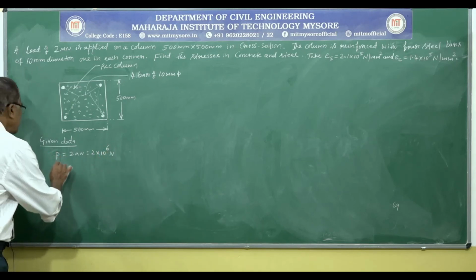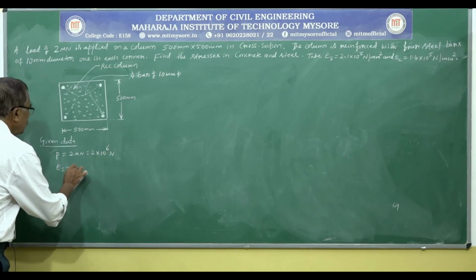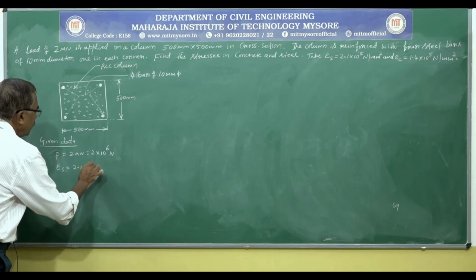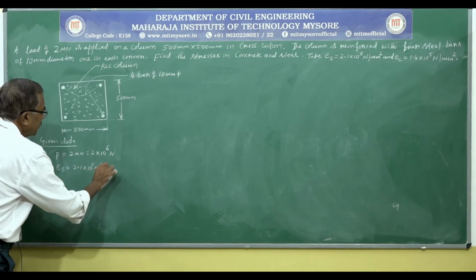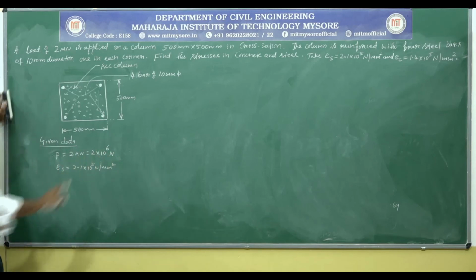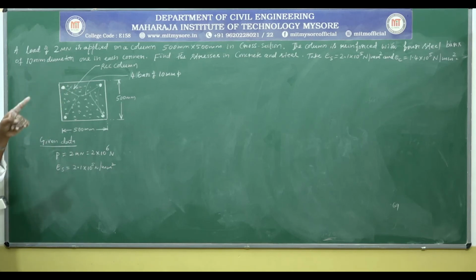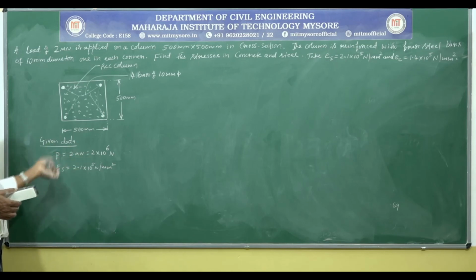Young's modulus of steel, Es, is equal to 2.1 into 10 power 5 Newton per millimeter square. Here there is no need to convert this again. It is already given in the required unit, Newton per millimeter square. Only when we come across a Young's modulus value other than Newton per millimeter square, we have to convert it into Newton per millimeter square.